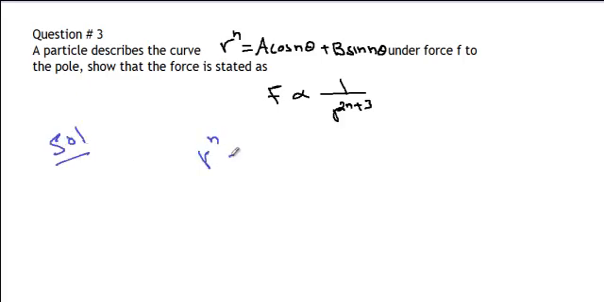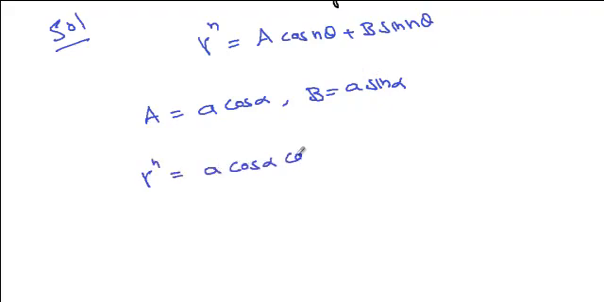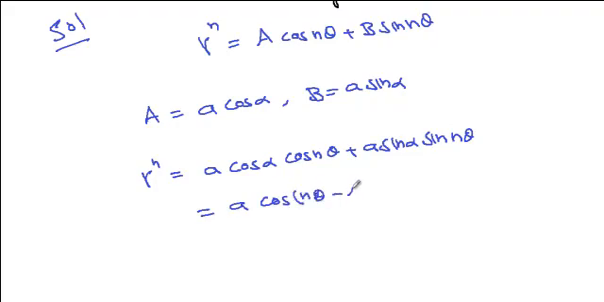We have the equation r^n = a cos(nθ) + b sin(nθ). So let's suppose a is A cos α and b is A sin α. Putting these values into it, r^n will become A cos α cos(nθ) + A sin α sin(nθ). So we can write this as A cos(nθ − α).